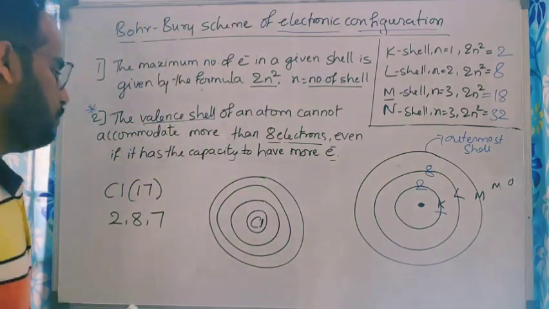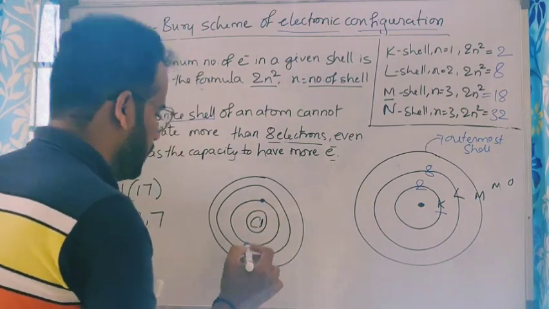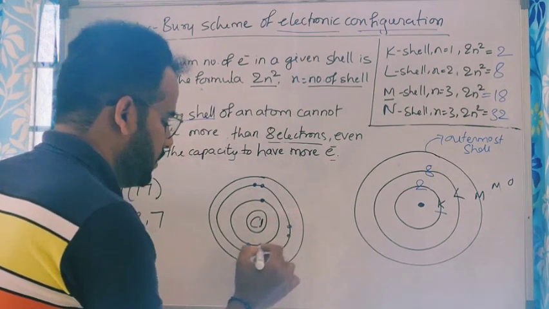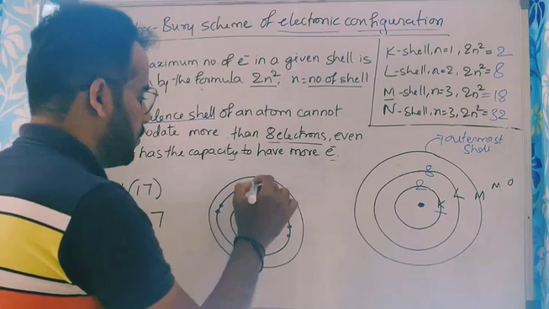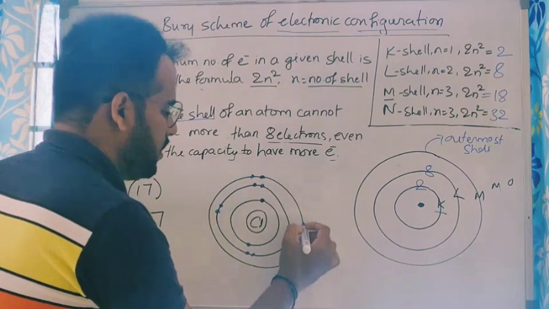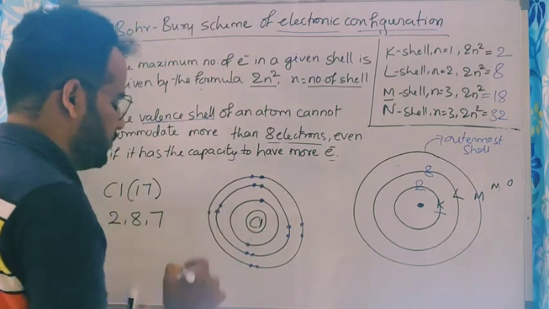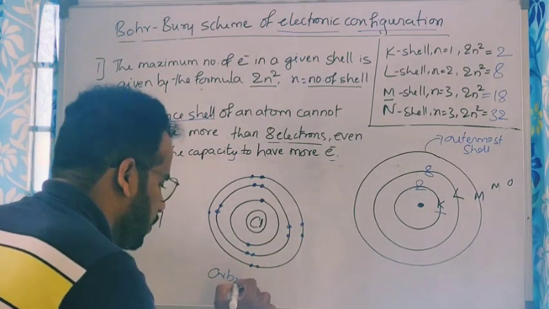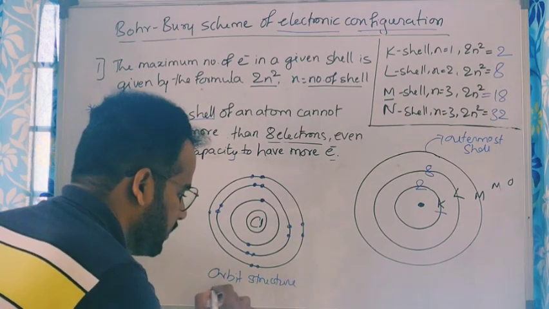So now what you will do, you will put 2 electrons here in the first shell, then 8 electrons here in the second shell. Keep them in pairs, it will be easy to count. Then 7 electrons in the valence shell. This kind of structure is called the orbit structure of the atom.